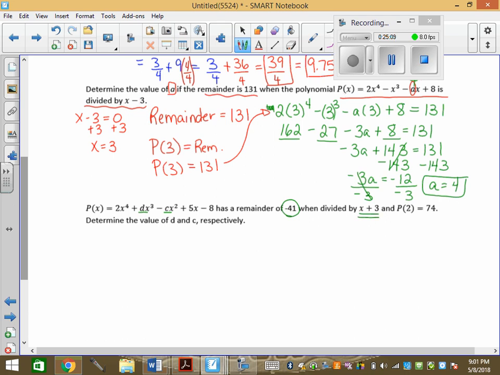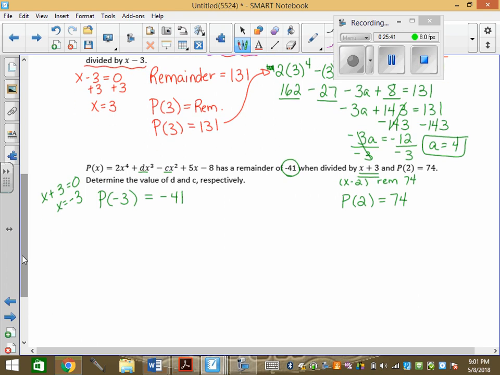So what does that mean? That means p of negative 3, because I have to solve that x plus 3 equals 0. So x equals negative 3. So when I fill in negative 3, I should get the remainder of negative 41. So I set up my first equation. And then the next one, they gave us p of 2 equals 74, which was nice. So p of 2 just means the factor was actually x minus 2. I would get a remainder of 74. So they could have written it that way, and it would be the same thing.